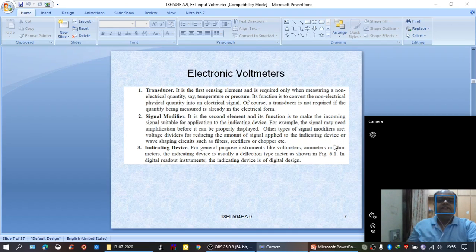Other types of signal modifiers are voltage dividers for reducing the amount of signal applied to the indicating device, or wave shaping circuits such as rectifiers, filters, choppers, etc.